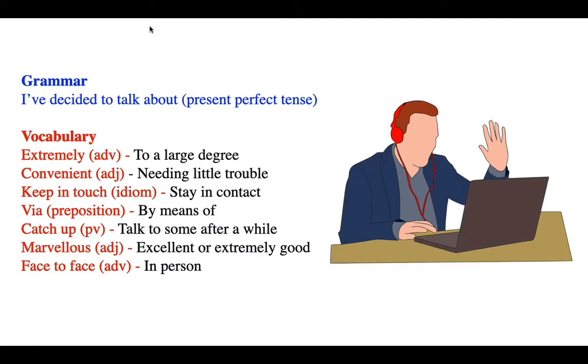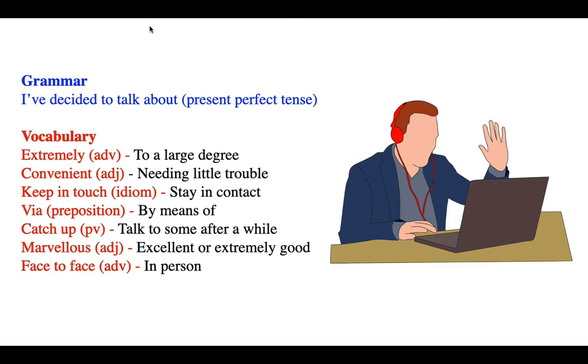So, first of all, grammar. "I've decided to talk about." That's using the present perfect tense. Also, it's a great way to start. Some of my students have trouble starting their talk. Just start the same way. Just use the present perfect tense. "I've decided to talk about this." And you're also showing the examiner that you can use that tense so that hopefully he can give you a good score for your grammatical range and accuracy.